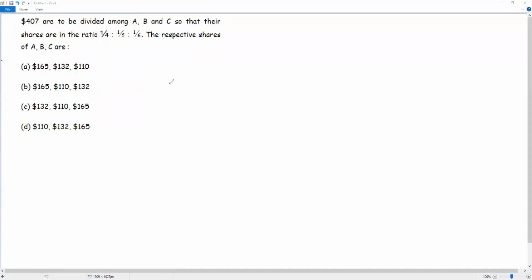$407 are to be divided among A, B, and C, so that the shares are in the ratio 1/4 to 1/5 to 1/6. So the respective shares of A, B, C are. Okay, so three people share $407 in the given ratio. That is A to B to C equals 1/4 to 1/5 to 1/6.